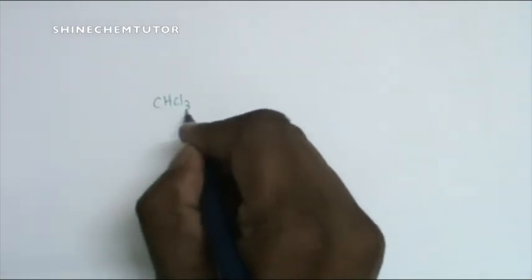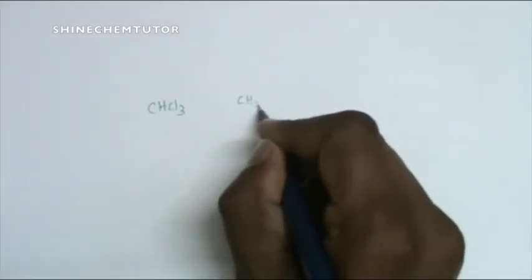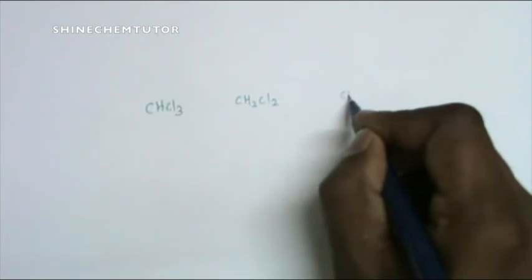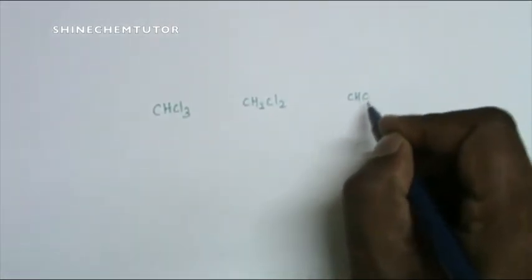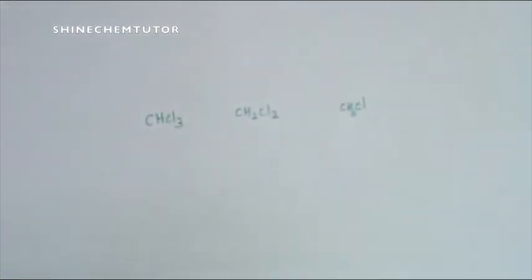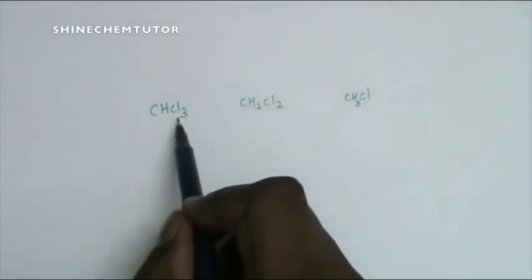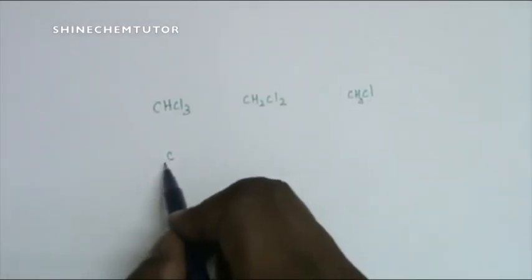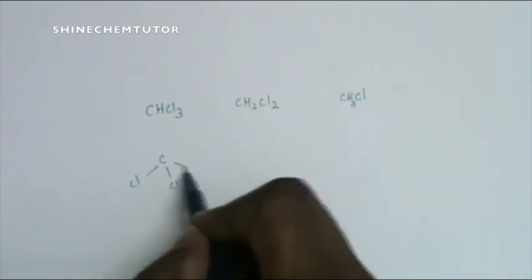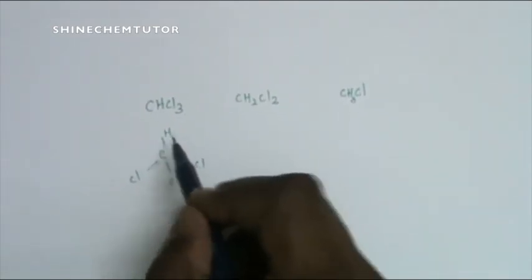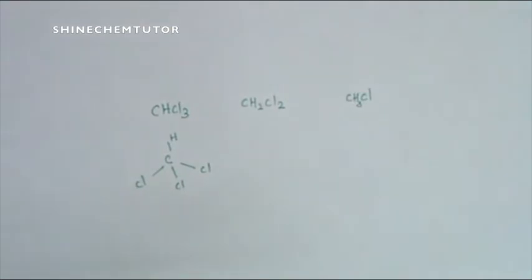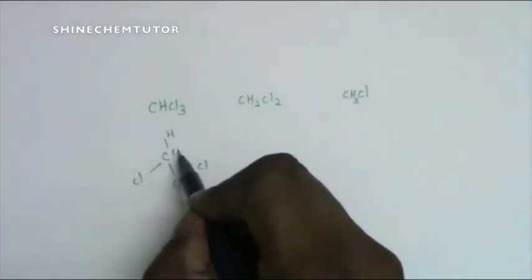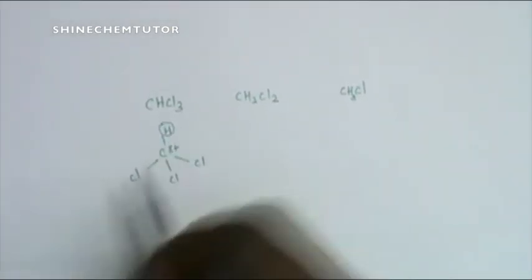I can go for chloroform, dichloromethane, and chloromethane also. Here I have 3 chlorine atoms. They are more electronegative compared to carbon. Because of that, there will be delta plus. This proton will be more acidic.